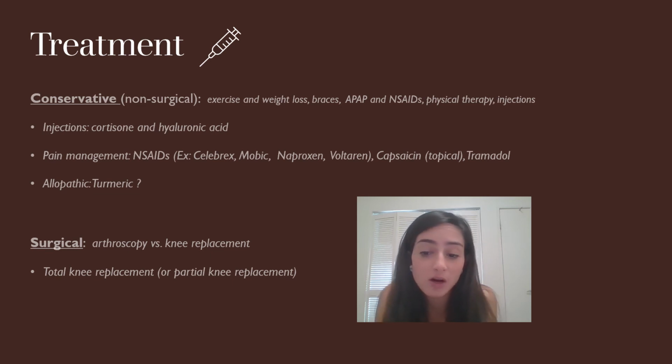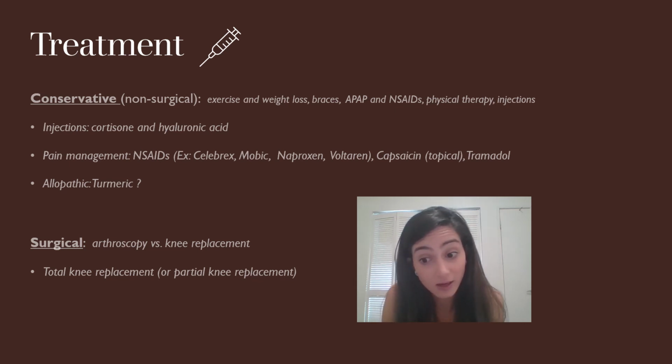If patients aren't really interested in medications and are asking about allopathic treatments, you can try turmeric. It's a natural anti-inflammatory. I tell patients that there aren't a lot of studies showing the effects of turmeric or any diet in particular helping with arthritic pain, but it is an option for patients to try if they are more interested in the allopathic or non-prescription medication pathway.